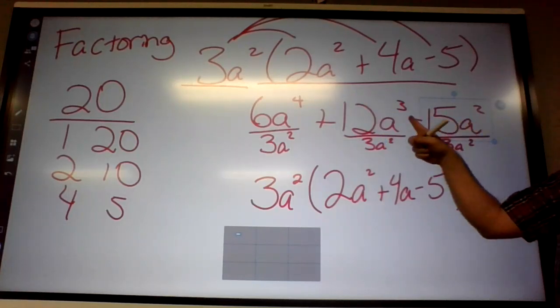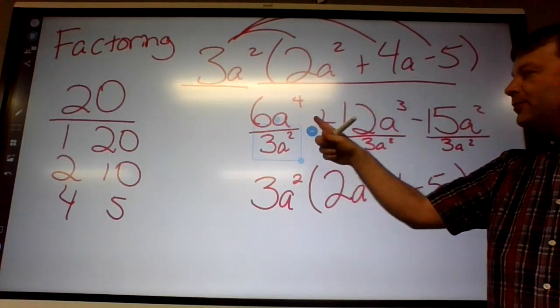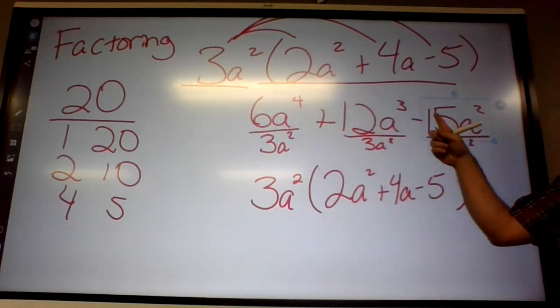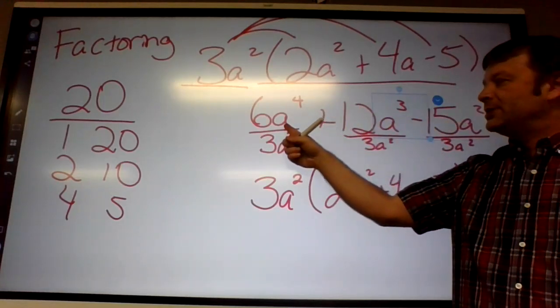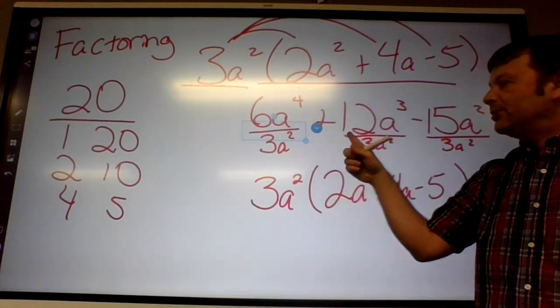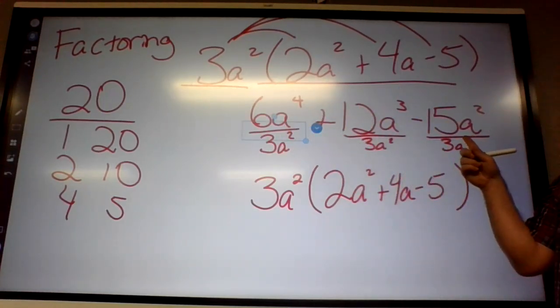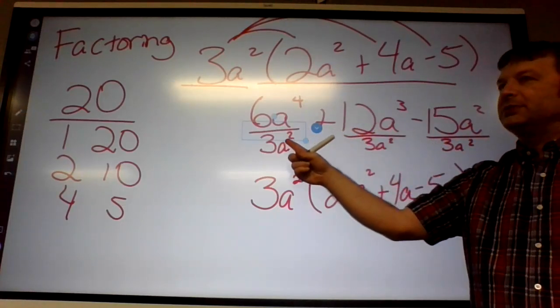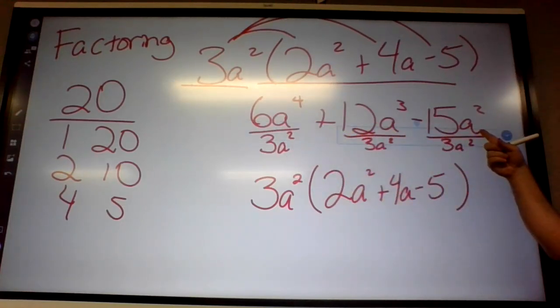But a squared goes into a squared, a cubed, and a to the fourth. Because this is a squared times 1, this is a squared times a, this is a squared times a squared. These are all divisible by a squared. Or you could say, you can take a squared out of all these.